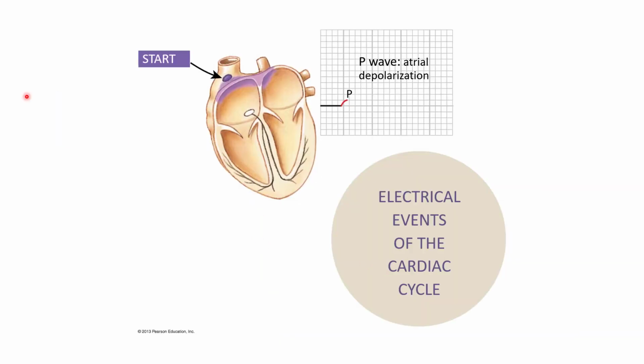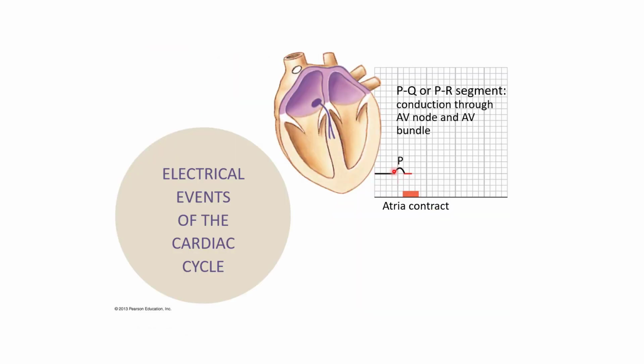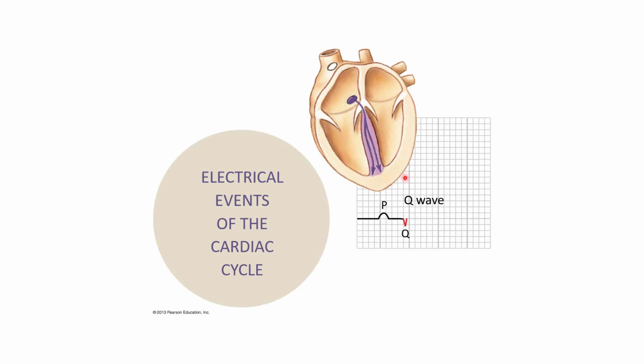So let's go through these so you can see them here. So we started with the P wave. Okay, at the end of the P wave, we are now having atrial contraction. So during P is atrial depolarization. This is where we'd actually have the contraction of our atrium. That's going to be in that PR segment.